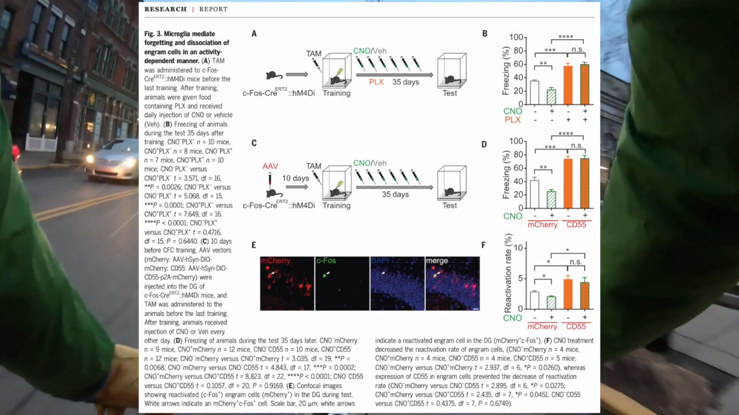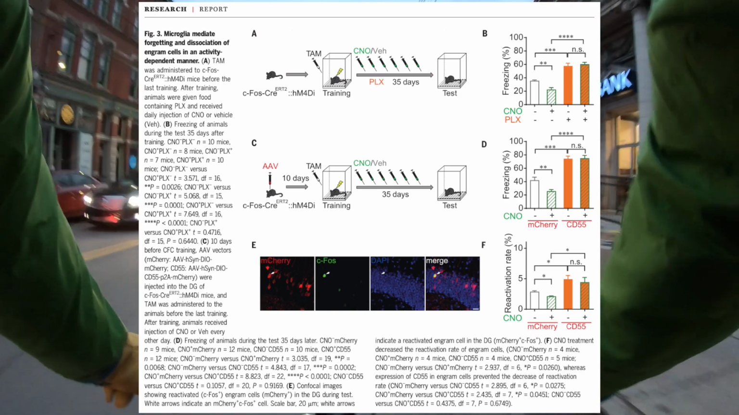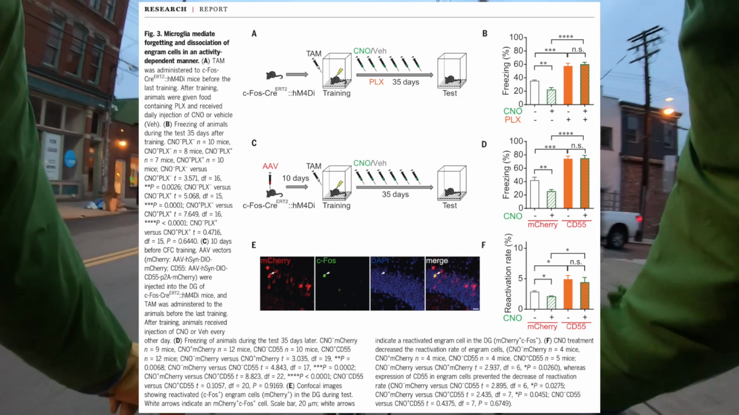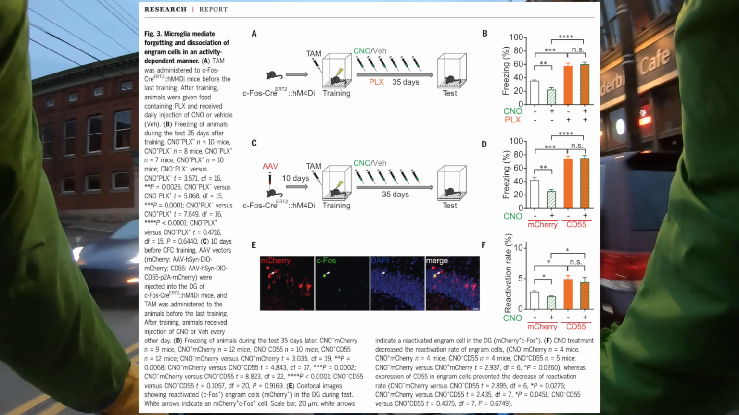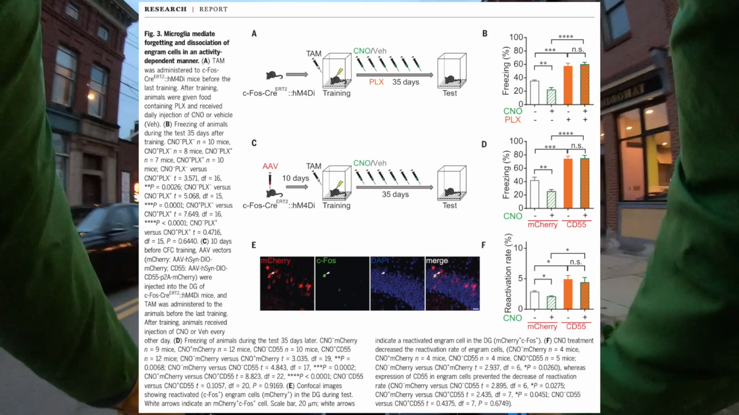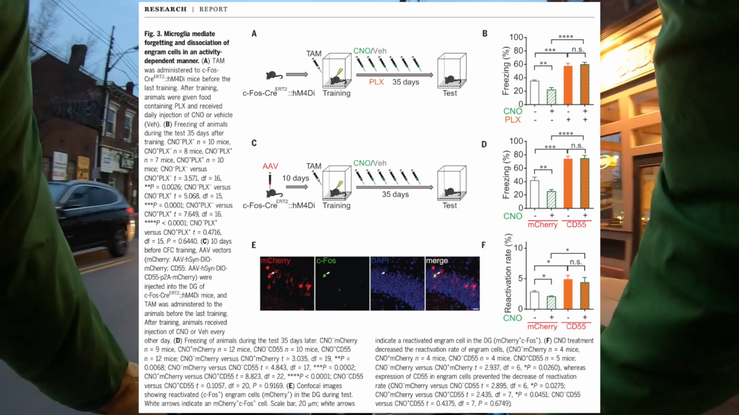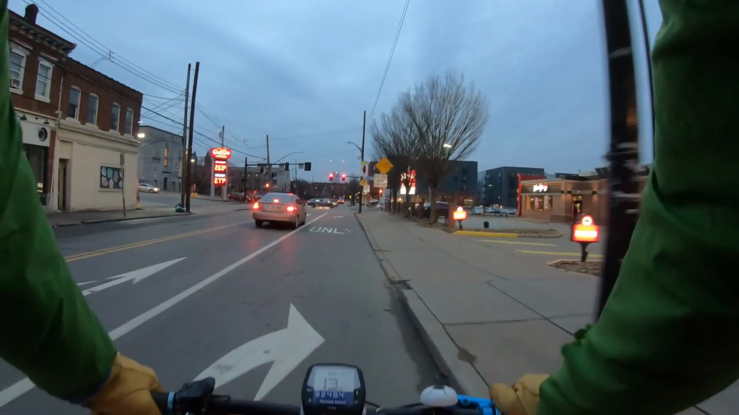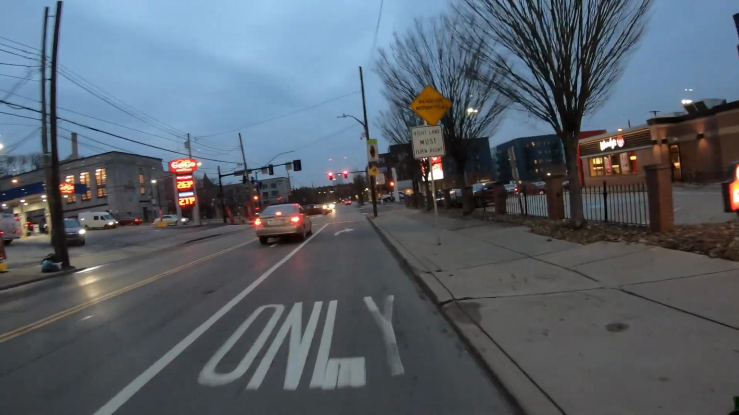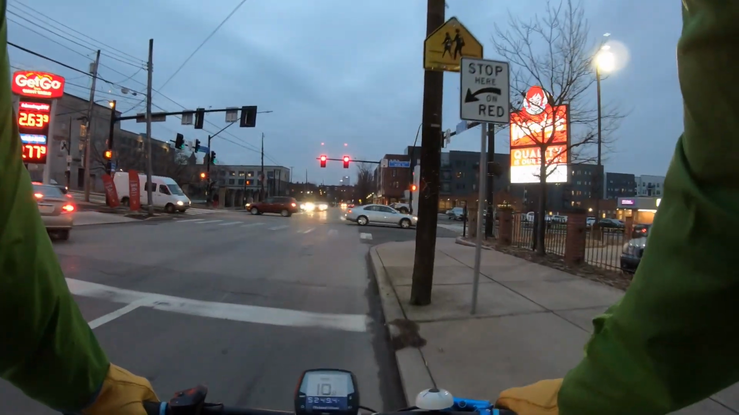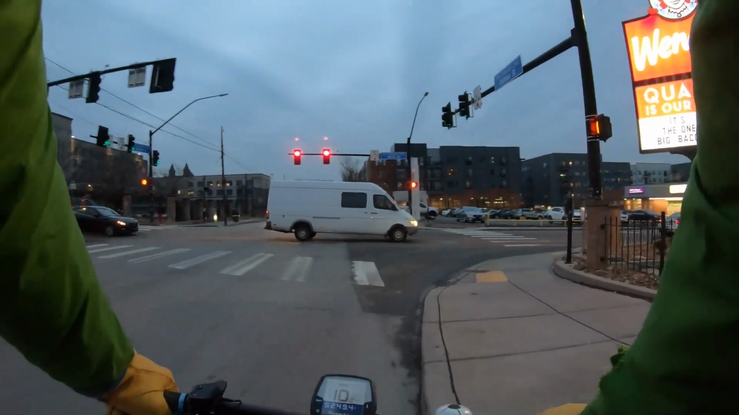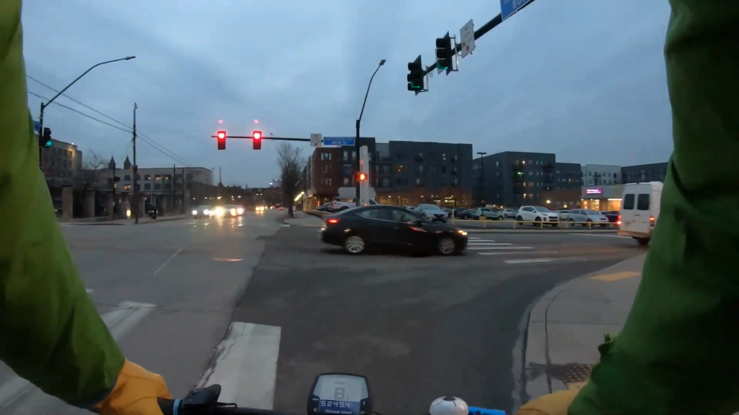They're going to put these DREADDs into engram cells. So the engram cells are the cells in the dentate gyrus that are activated by the context fear conditioning. And these are the cells that the Tonegawa lab has shown over and over again are coding the context of the fear. And if you mess with these cells, then you can mess with the manifestation of the fear response.